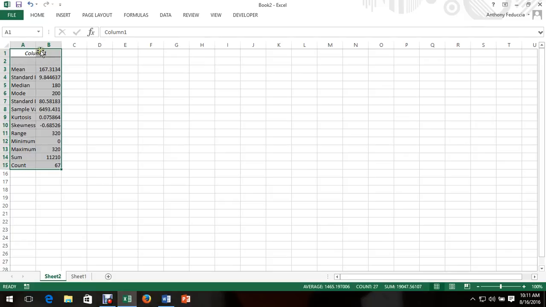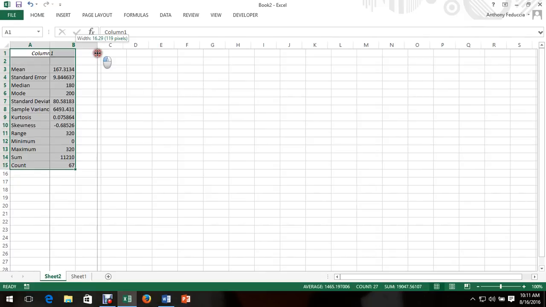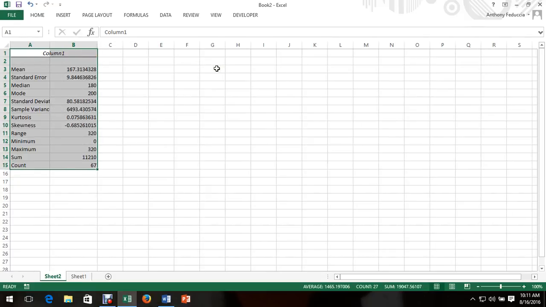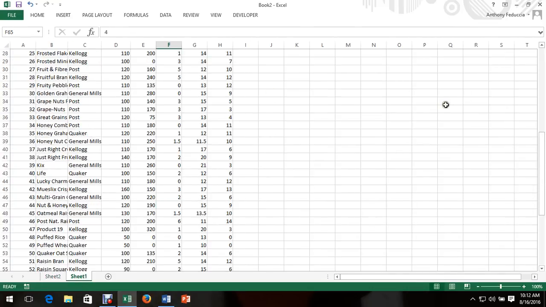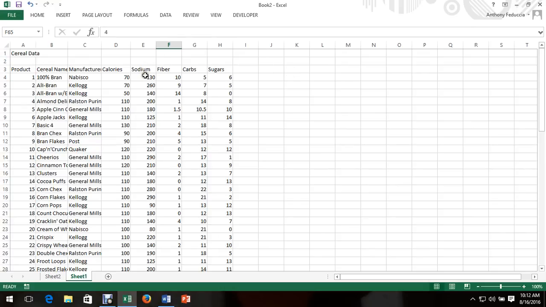And here it tells us, let me widen this for you. It tells us the mean, 167.3 milligrams of sodium. The median, the mode, standard deviation, variance, and so on, and I said there were 67 of them. Now, that mean, 167.31, is a single number, and we can't put much confidence in that because it's just a single number.